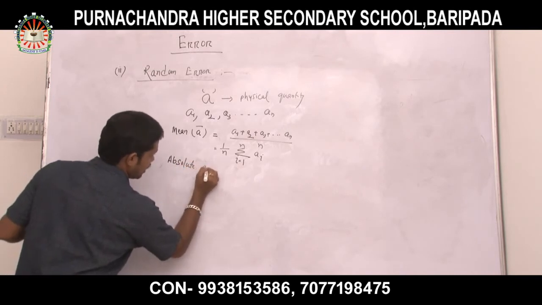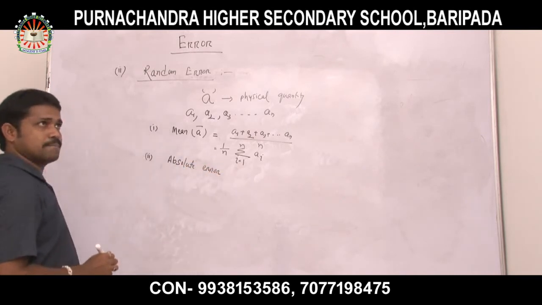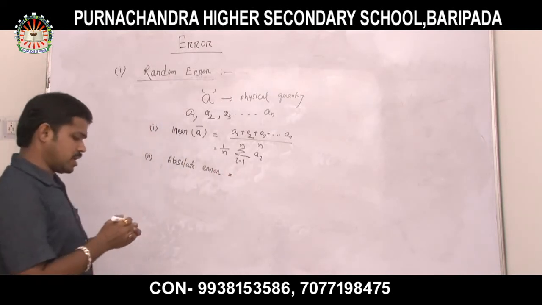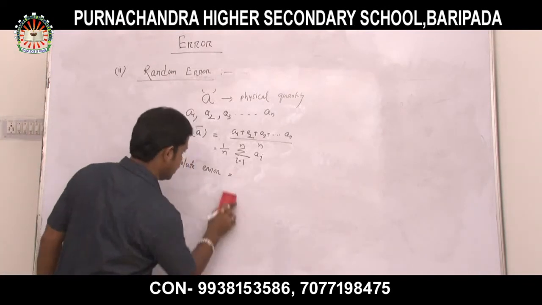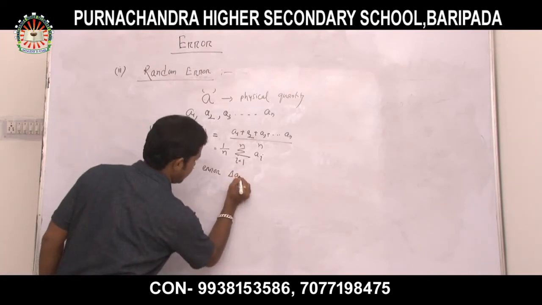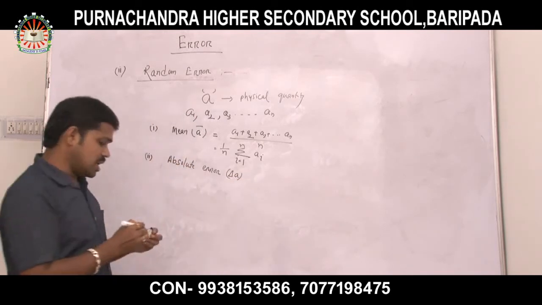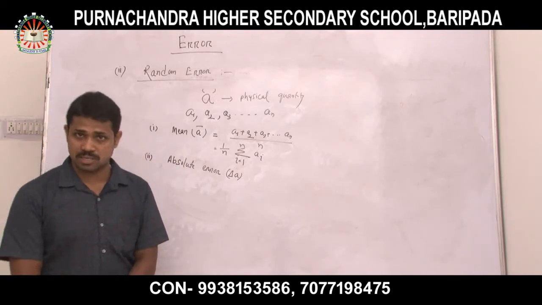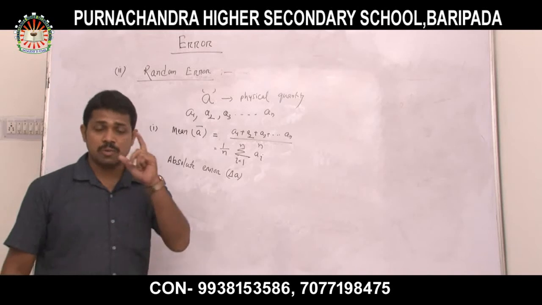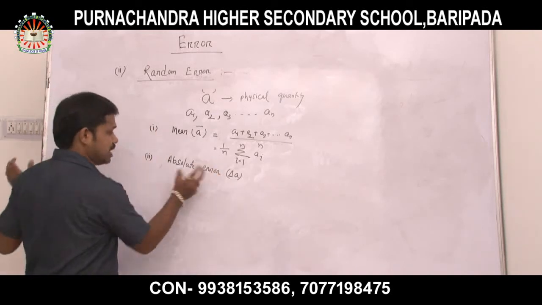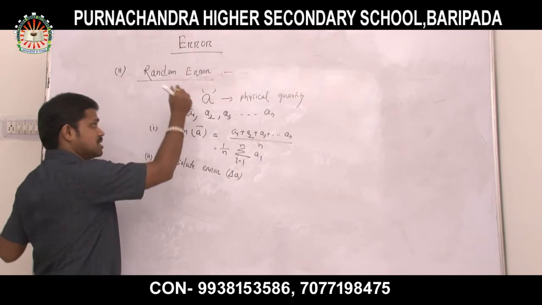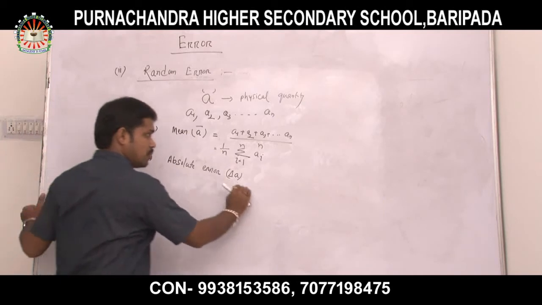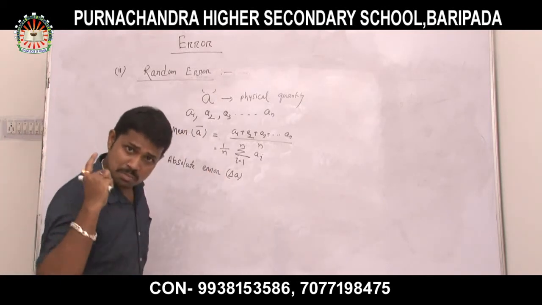The absolute error. Let us discuss the absolute error. So what is absolute error? Absolute error is denoted as del A. Remember, absolute error we find out for individual measurements. That means for measurement A1, for measurement A2, for measurement A3, and also up to measurement AN. So we have to find out the absolute error for each individual measurement.